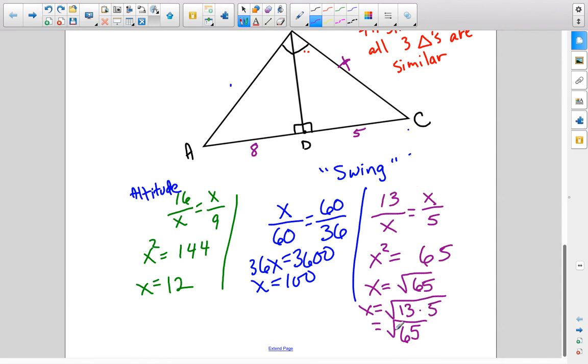Okay, hopefully this gives you a good indication. It's going to help you do your worksheet on pages 8 and 9. You will either be looking for altitude problems or one of the two swing problems, and you'll work on pages 8 and 9.